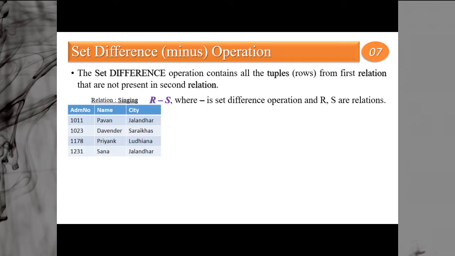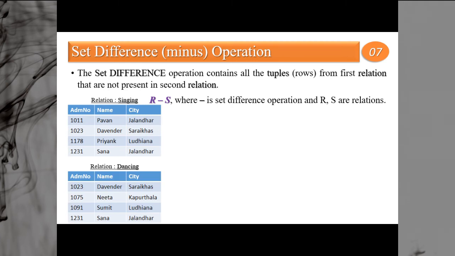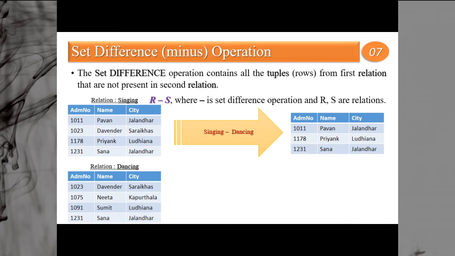The same case we can take, where we have the relation singing and the relation dancing. We want the list of those persons who are not taking part in dancing. They are in singing, but they are not taking part in dancing. So who are they? Say Pawan is there, Priyank is there. They are not taking part in the dancing competition. So this will be performed as singing minus dancing, and you get Pawan and Priyank. This was written here by mistake and is not possible, so you can ignore it.